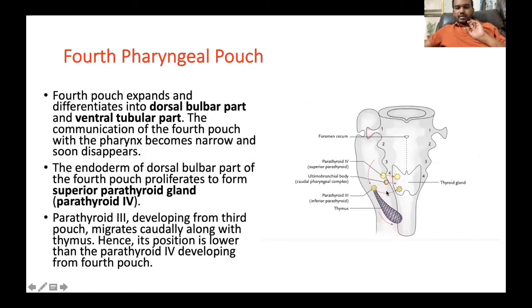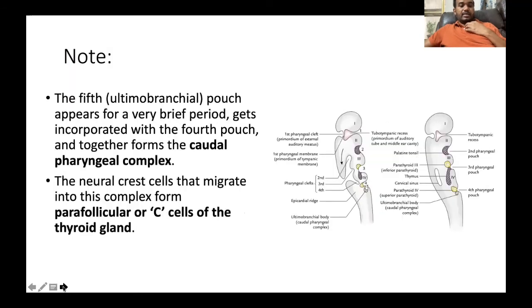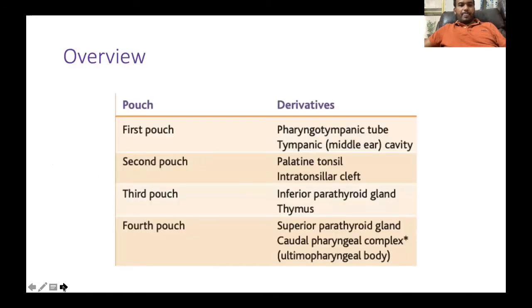See here, this is the caudal pharyngeal complex, formed by the combination of the fourth and fifth pouches. The neural crest cells from this ultimobronchial or caudal pharyngeal complex proliferate and form the C cells, which are the parafollicular cells of the thyroid gland.